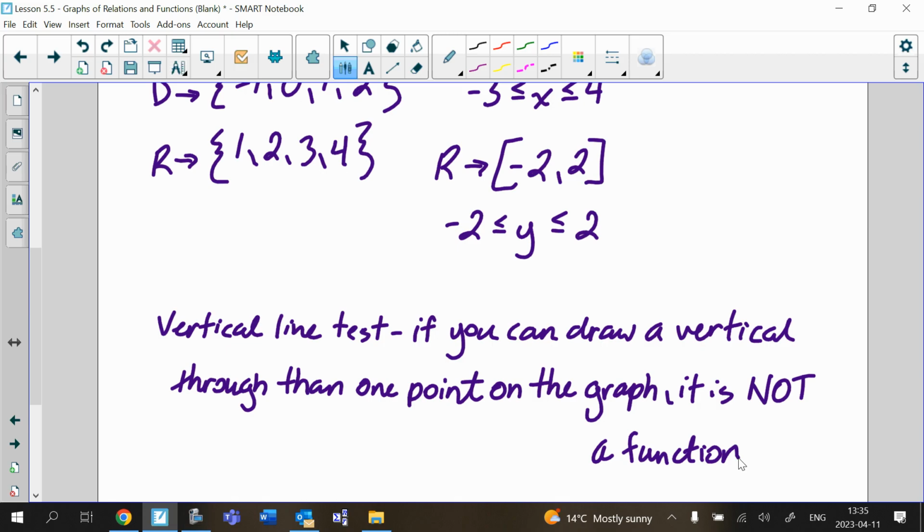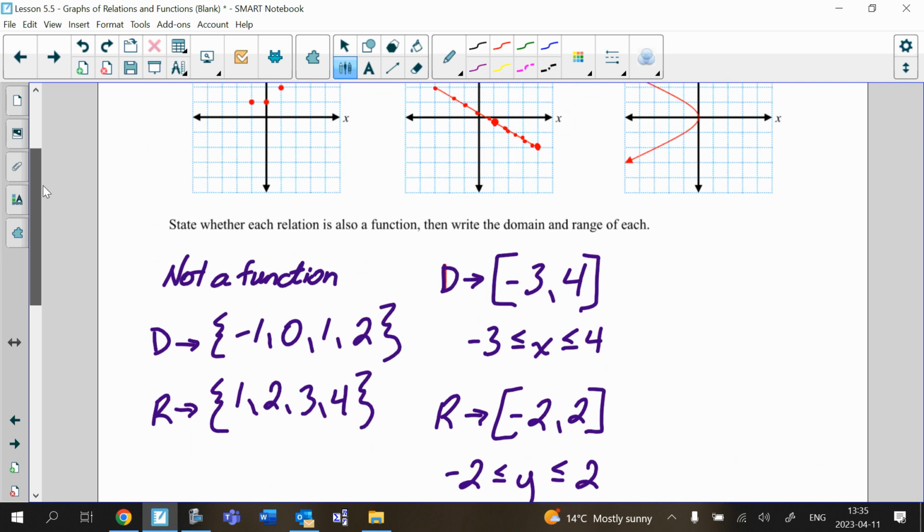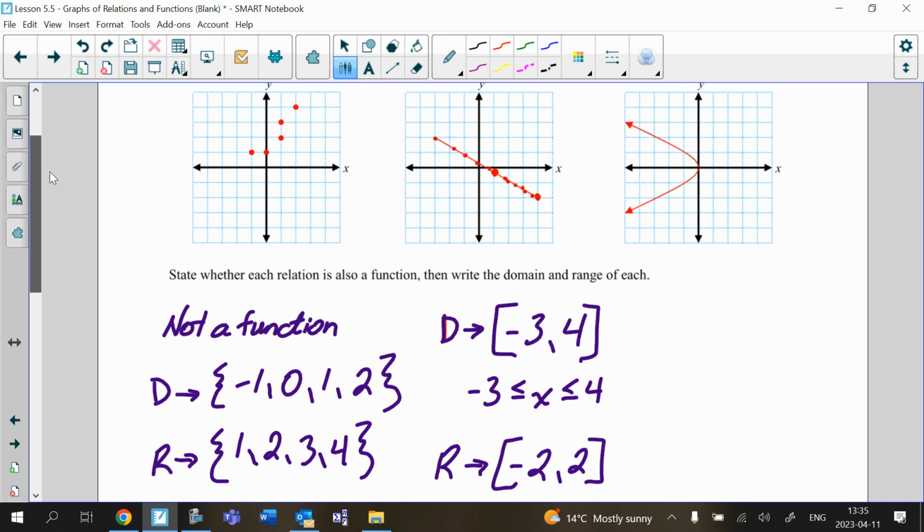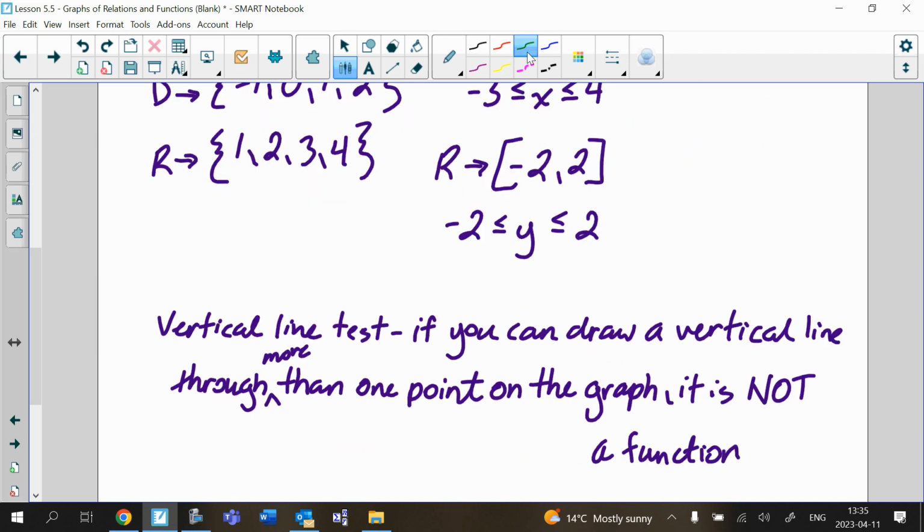It is not a function. And that applies whether it's a segment, a curve, or a series of points. Like here, I could draw a vertical line through those 2 points. That means not a function.